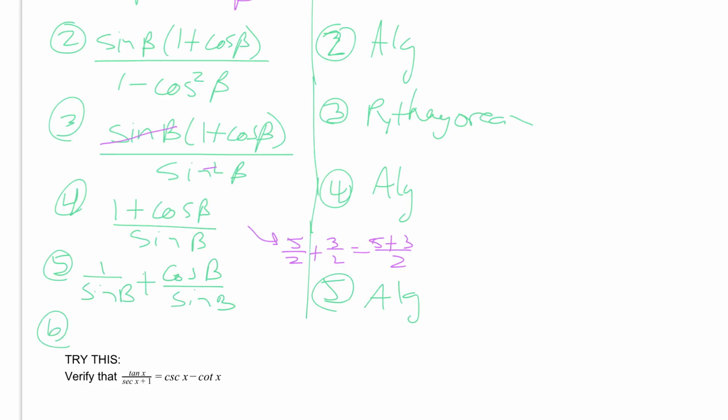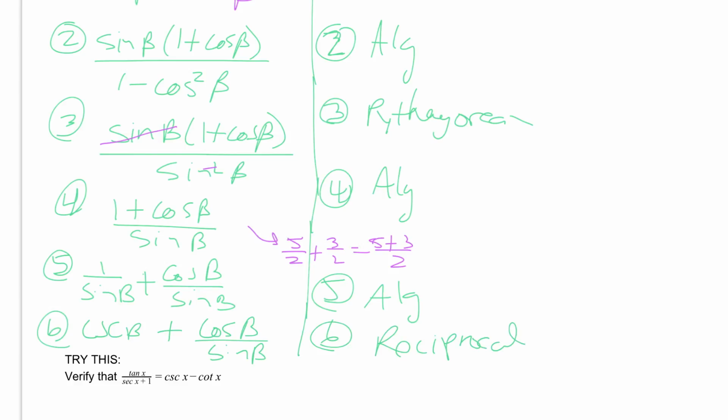My next step, step number 6, I'm going to change one of these at a time since they're different identities. I can do my 1 over sine, which is going to be a reciprocal identity, so I can change that to cosecant of beta. Plus I still have my cosine beta over sine beta. And that rule for number 6 is reciprocal.